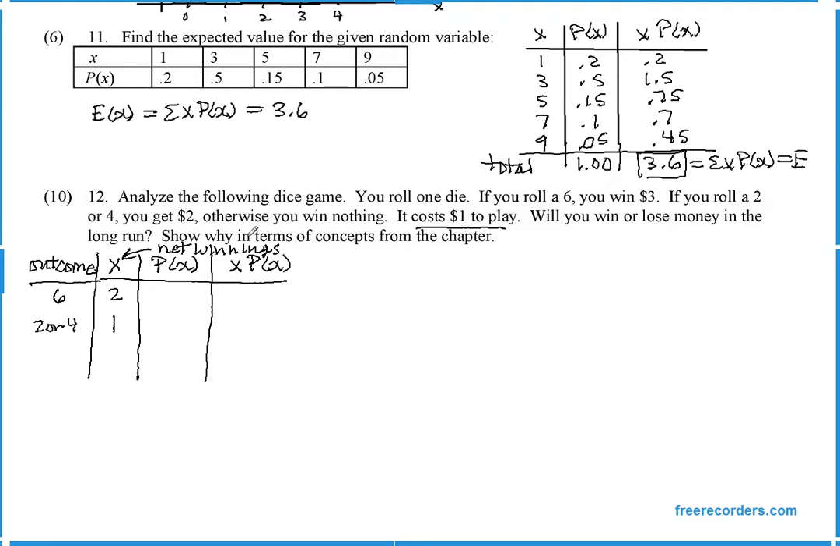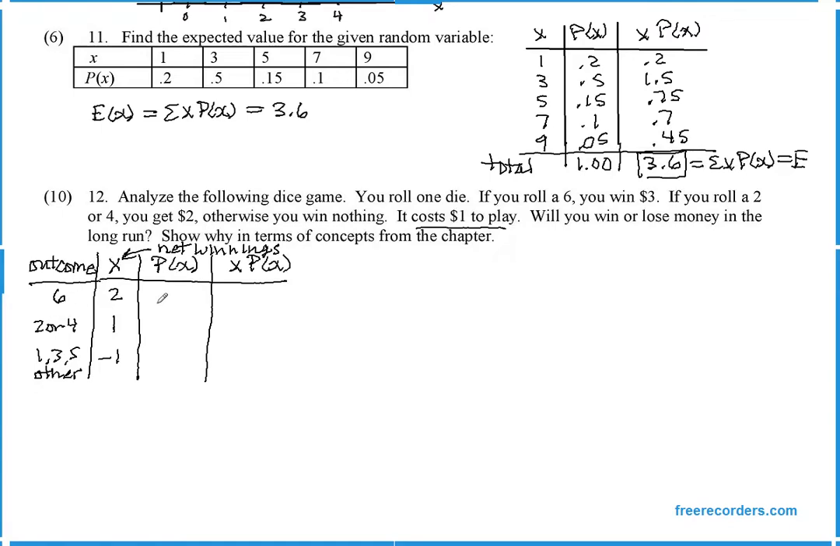And then otherwise means the other 3 numbers. Okay, so that would be 1, 3, and 5. I'm sorry, other 3 numbers. 1, 3, and 5 is the otherwise. So if you get a 1, 3, 5, that's the other. Then you win nothing. So you win 0, it costs you $1 to play, so your net winnings are -1. You lose $1. And then let's compute the probabilities of these.